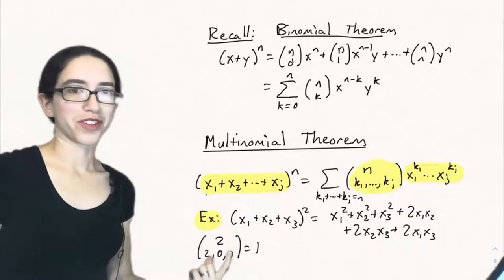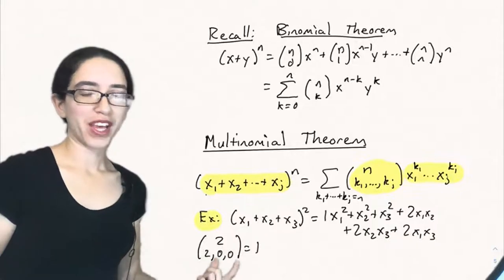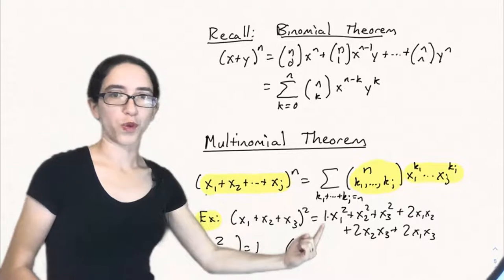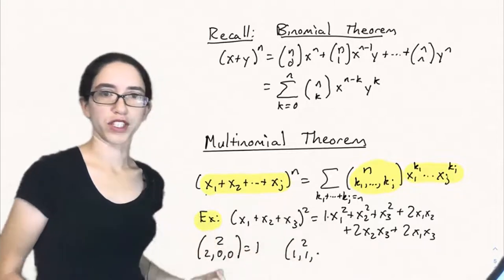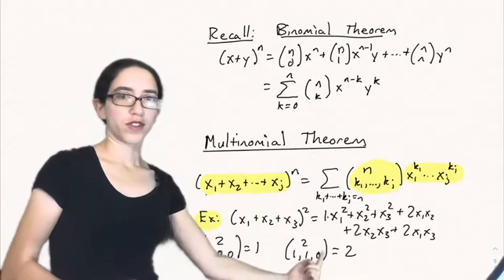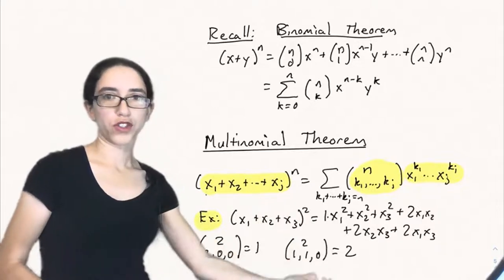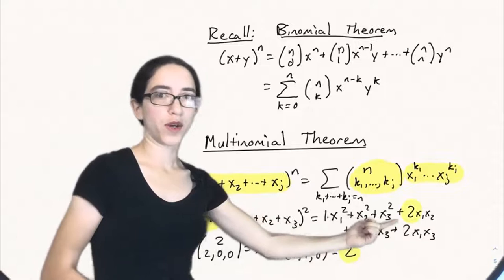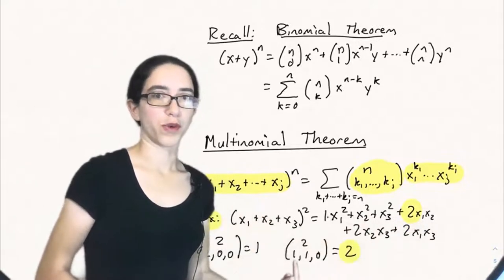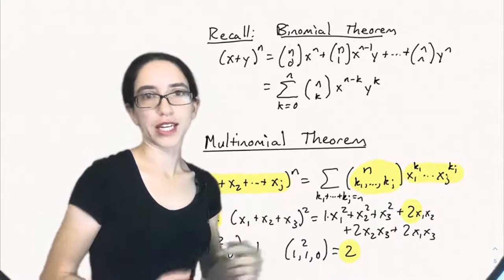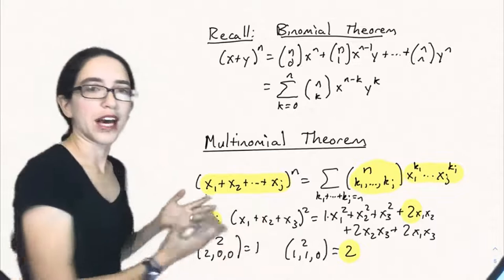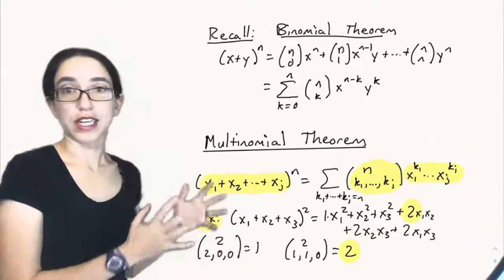So 2 choose 2, 0, 0 is 2 factorial over 2 factorial, which is 1. That corresponds to this 1 up here that's getting multiplied by the x1 squared. And then 2 choose 1, 1, 0 is 2 factorial over 1, which is 2. That corresponds to this 2 up here because it's the coefficient of x1 x2, which has exponents 1 and 1, and then 0 on x3. And so you can see how the multinomial theorem plays out in this example and in larger examples in general.